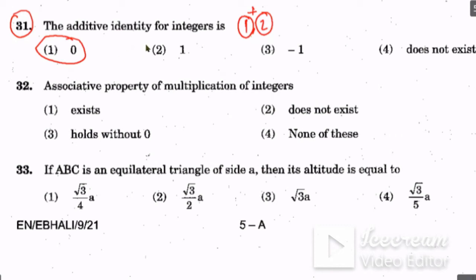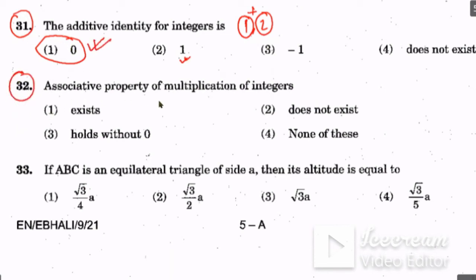Similarly, there is one more identity that is called multiplicative identity. So that multiplicative identity is 1, because if you multiply anything by 1, you will get the same thing. That's why it is called multiplicative identity. Now, here in question number 31, the answer is 1.